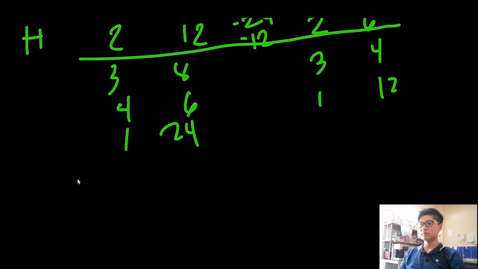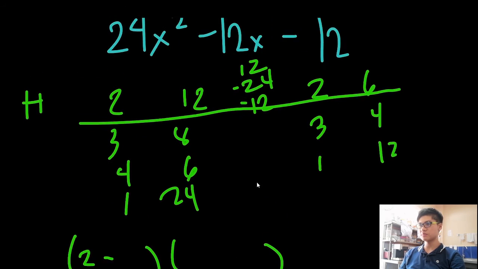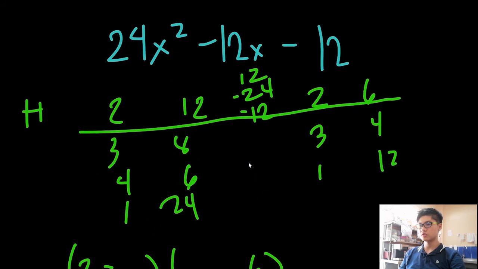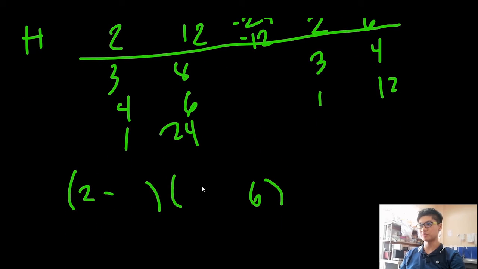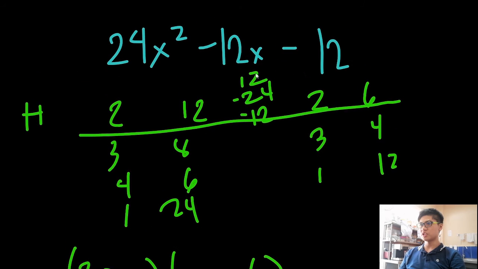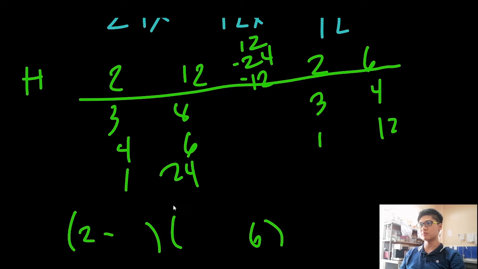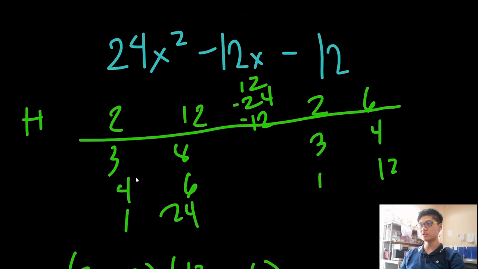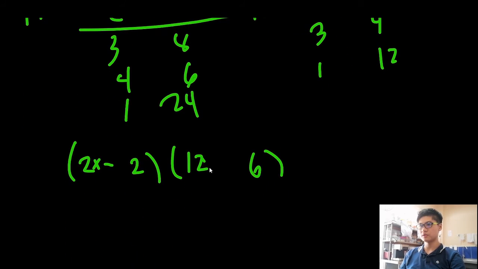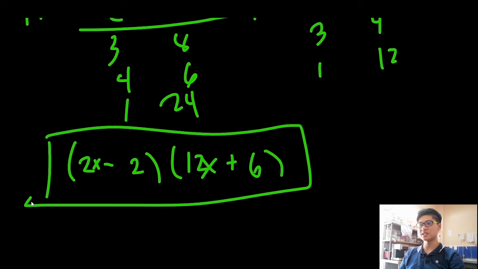And so, readying our parentheses, we place the terms in the extremes on opposite sides of the parentheses. Okay. And then switching the positions of the terms in the means. And there you go, we achieve the same answer. Right. So our answer would be 2x minus 2 multiplied by the quantity of 12x plus 6.